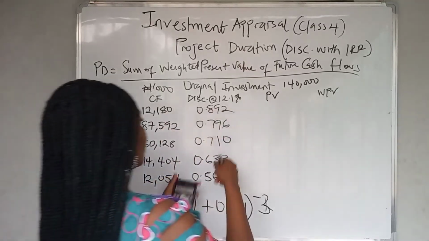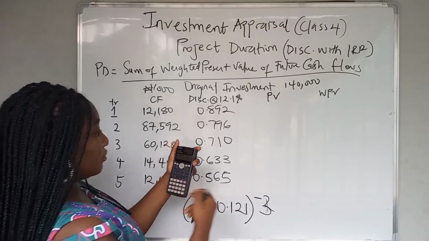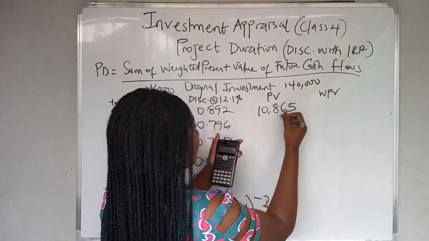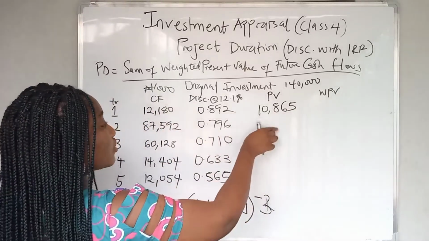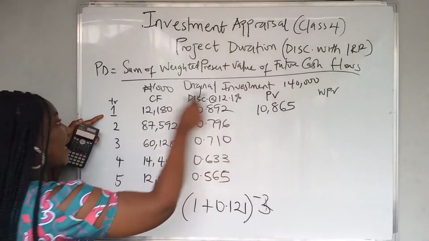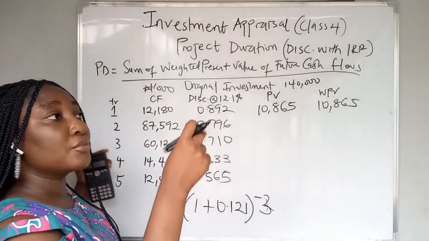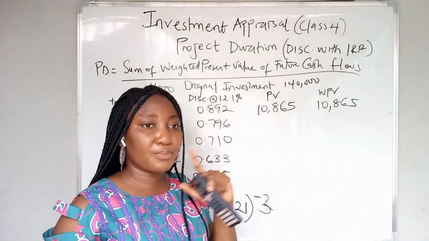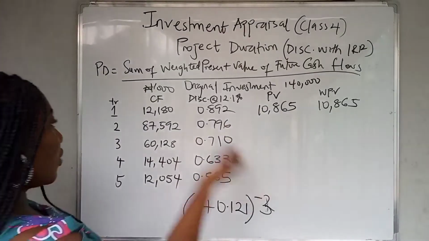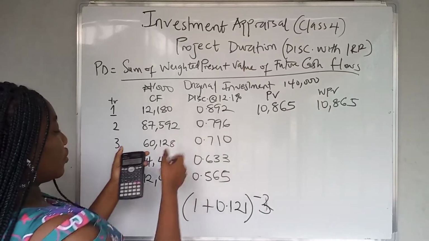Then you now get your present values. Multiply: 12,180 times 0.892 is 10,865. I'm just abbreviating everything. Then multiply by year 1; 10,865 times 1 will still give you 10,865. That's the meaning of weighted. If you have been following me from the bond valuation class, you would have seen how I solved weighted. When you are weighing something, I am multiplying it by the corresponding year. Okay, so let's do this one also.